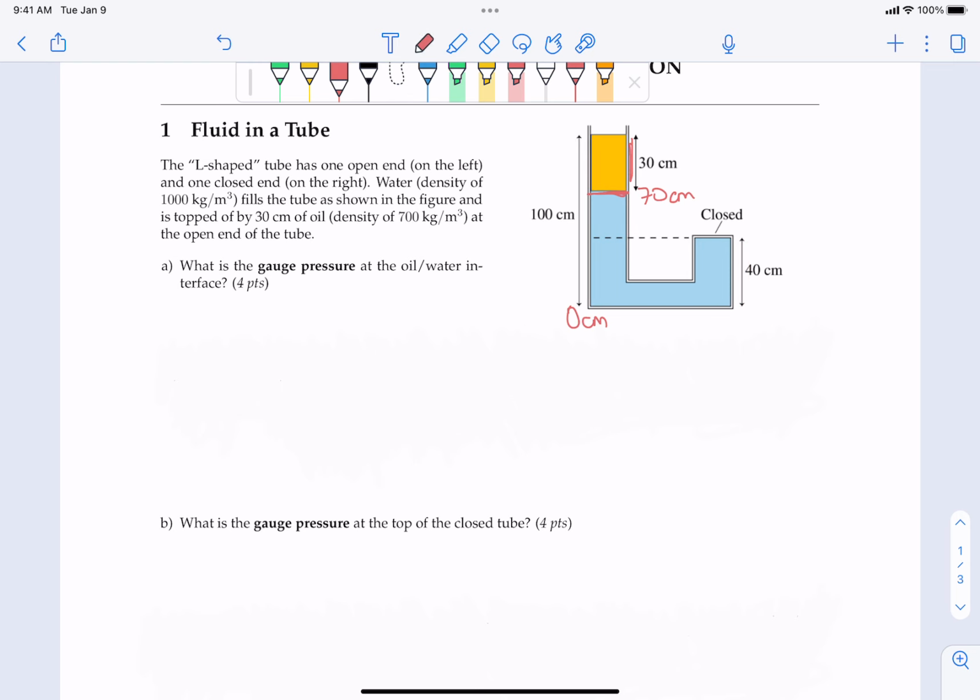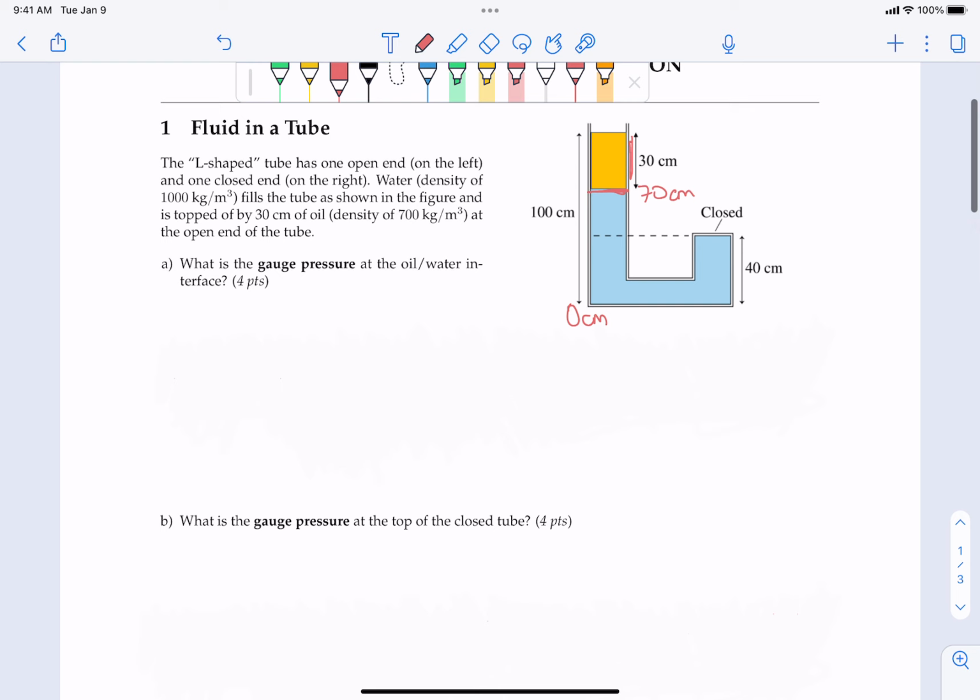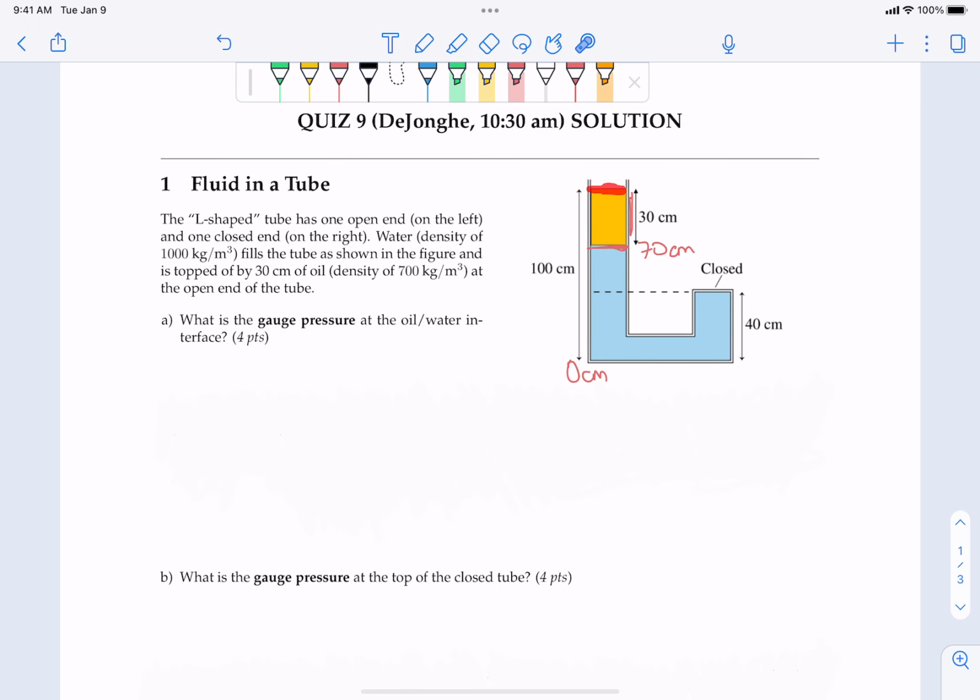But yeah, so we have our different heights, and then we can get our pressures as well, right? Does anybody know what pressure we can immediately figure out just by looking at the structure of this tube? Yeah, atmospheric pressure. At which point would we find the pressure to be atmospheric? The top of the oil here, in contact with the atmosphere, that'll be atmospheric pressure, right?